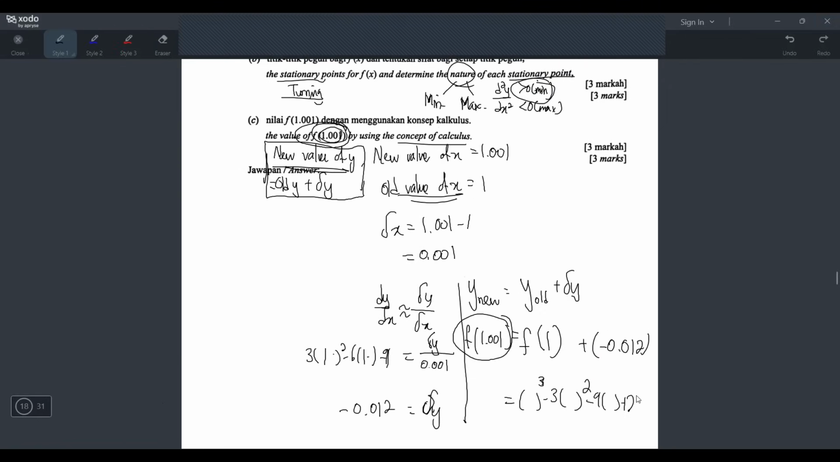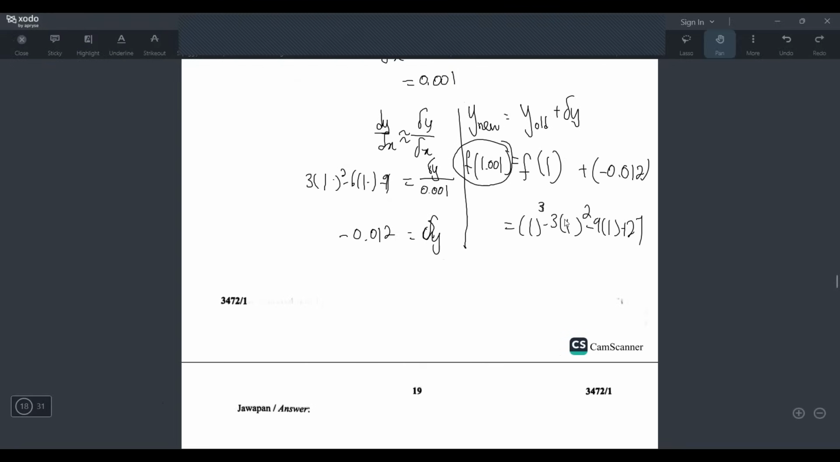But all the x you have to substitute with 1, right? Because 1 is the old value of x. And when you substitute the old value of x inside, you will get the old value of y. So when you calculate all this, you will get the old value of y, but you still have to add the delta y, 0.012, and this is how you calculate the final answer. Okay, so this one got negative, be careful. All right, I'm going to press this whole thing first.